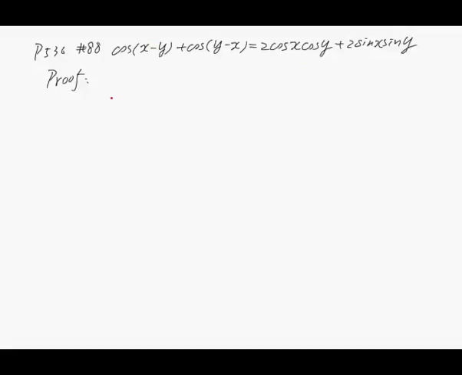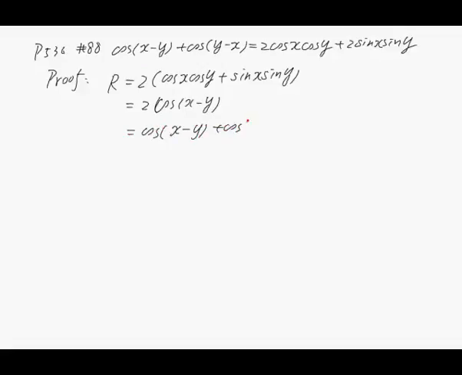Okay, so we begin with the right hand side, and this is equal to 2 times the cosine x times cosine y plus the sine x sine y, and this is equal to 2 times cosine of x minus y, right? So now you compare this with the left side. You have the cosine of the x minus y plus the cosine of the x minus y. If we can prove this guy is equal to this guy, then we are done, right?